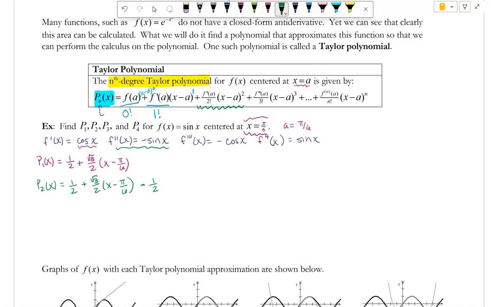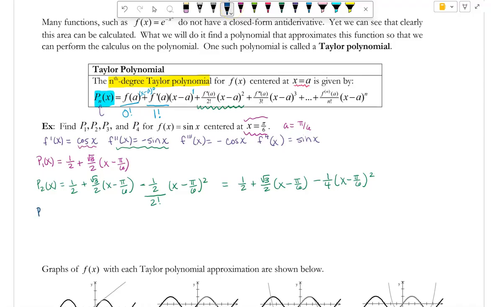But I have to divide that by 2 factorial. I'm just going to put it like that. So 1/2 divided by 2 factorial. And then I'll have x minus pi over 6 to the second power. So 1/2 divided by 2 factorial is the same as 1/2 times 1 over 2 factorial. So if I clean this up, I really have 1/2 plus root 3 over 2 times x minus pi over 6 to the first power minus 1/4 times x minus pi over 6 to the second power. All right, so that's our second degree polynomial.